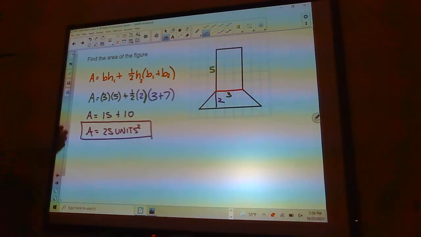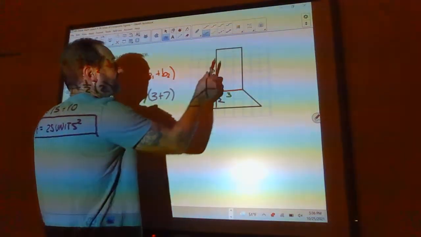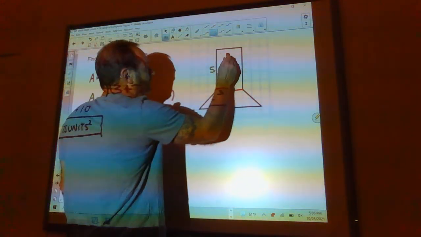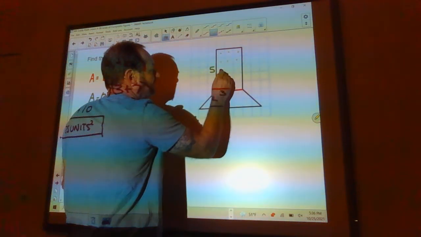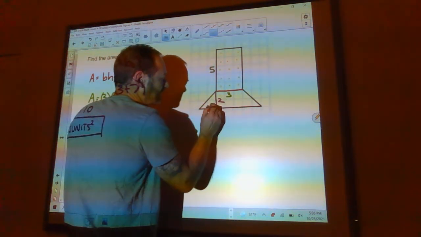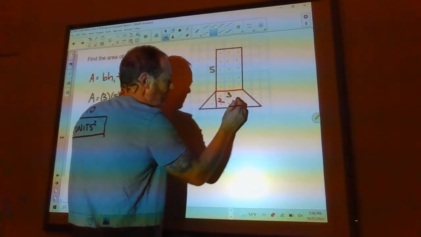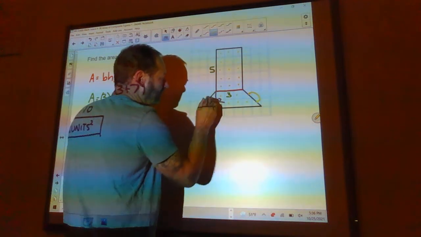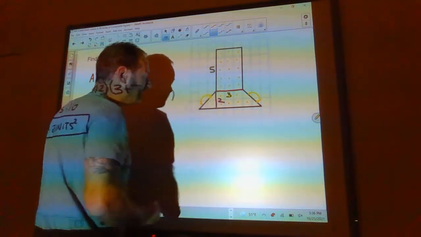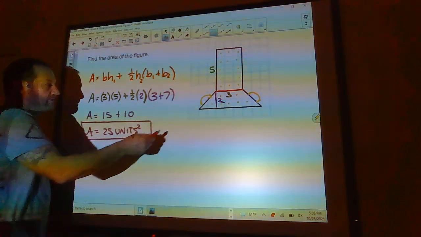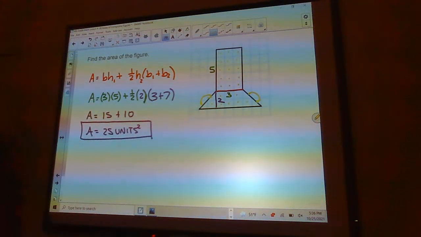Okay, and on this one, since it's on a grid and it all fits nicely, I can go ahead and count: 1, 2, 3, 4, 5, 6, 7, 8, 9, 10, 11, 12, 13, 14, 15, 16, 17, 18, 19, 20, 21, 22, 23. Those two together make one, that's 24. Those two together make another one, that's 25. So I've confirmed that the area of this figure is 25 in a different way, by just counting the squares.